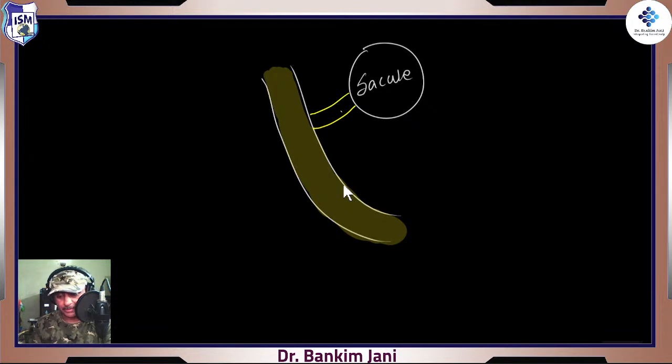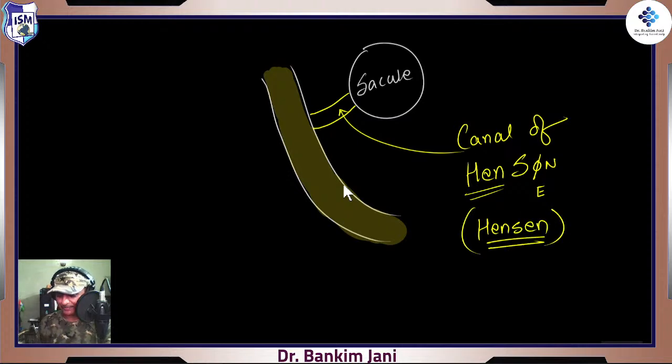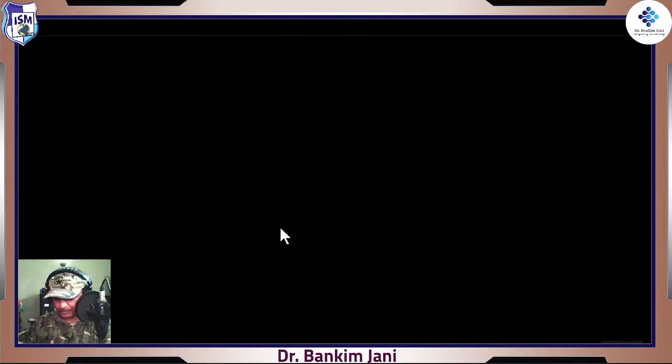And that canal is called the canal of... I remembered it like "murgi ka bachcha". Even in my notes I used to write it like this: hen, sun. But the spelling is H-E-N-S-E-N, it is the canal of Hensen. So that's how this saccule works. Let's move now to the utricle.